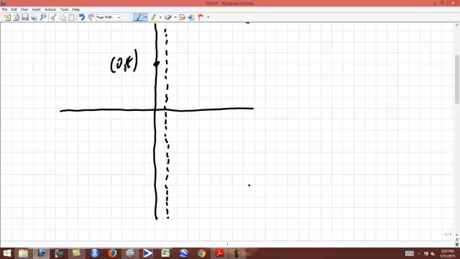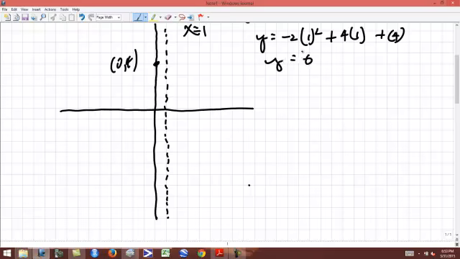Now, x equals 1 is the axis of symmetry. And if I plug 1 into the equation, the y-coordinate of the vertex will equal negative 2 times 1 squared plus 4 times 1 plus 4. And so that's going to be 6. Okay, so I go up to 6, and so the vertex is (1, 6). All right, now here's the axis of symmetry, here's the vertex, and I have the y-intercept.